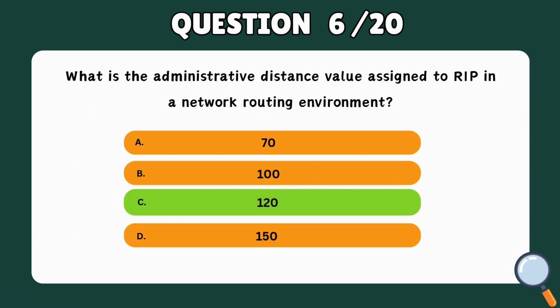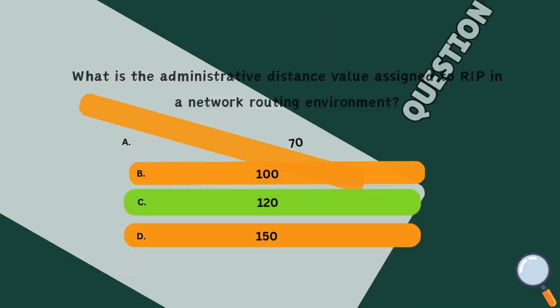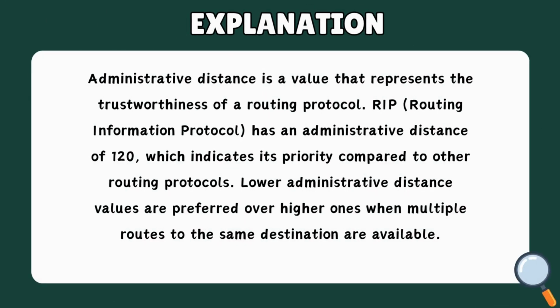Correct answer, C. 120. Administrative distance is a value that represents the trustworthiness of a routing protocol. Routing Information Protocol has an administrative distance of 120, which indicates its priority compared to other routing protocols. Lower administrative distance values are preferred over higher ones when multiple routes to the same destination are available.